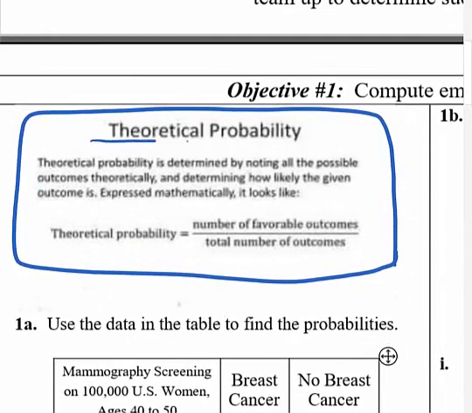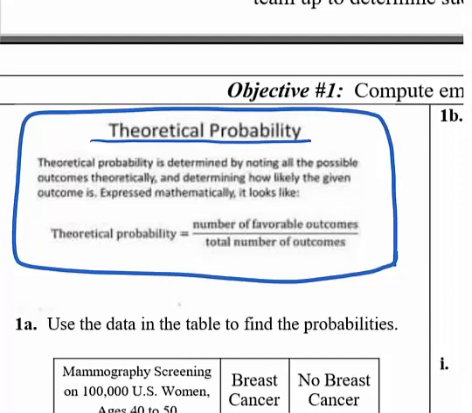But theoretical probability, we call it. Theoretical probability is determined by noting all the possible outcomes. So, for example, if you roll a die, there are 6 sides, so there are 6 possible outcomes. And then determine how likely the given outcome is.